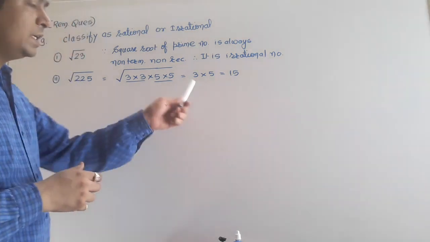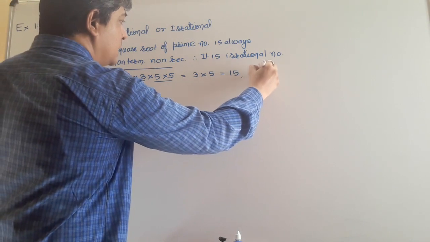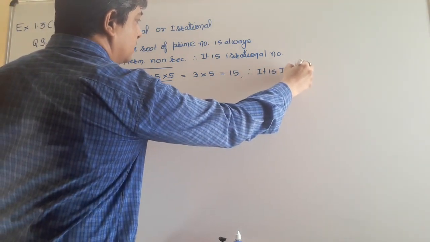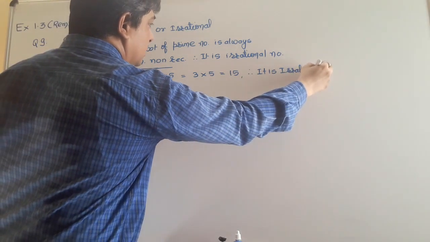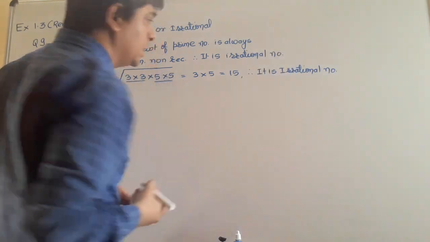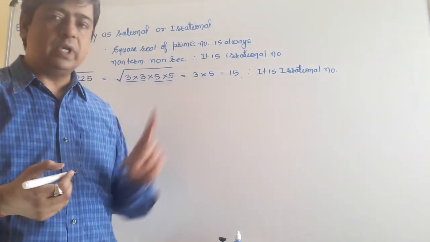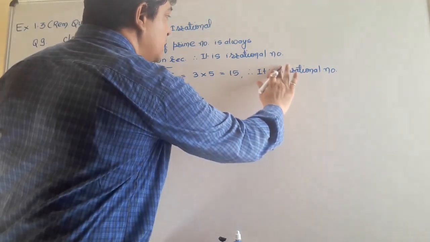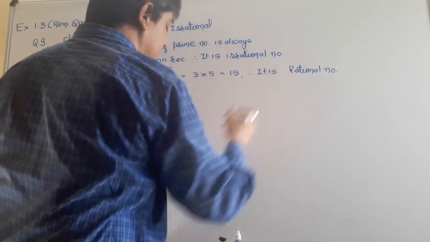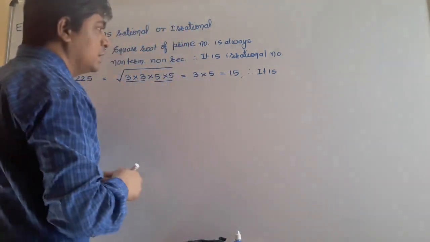So therefore, it is irrational number. Okay, because it is an integer that we have shown. It is not coming in the form of non-terminating, non-repeating form. Sorry, this is a rational number. Sorry, I wrote irrational. This will be a rational number. Let me write it down once again. It is a rational number.